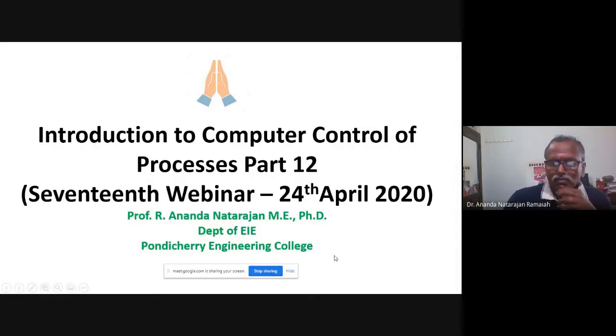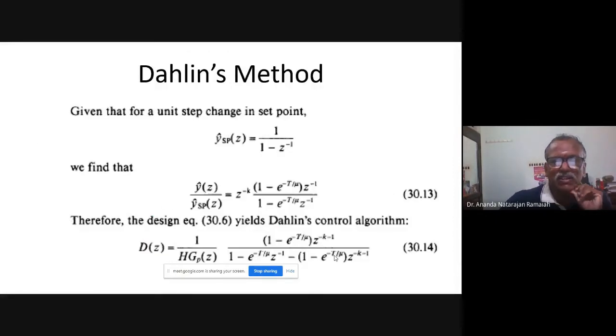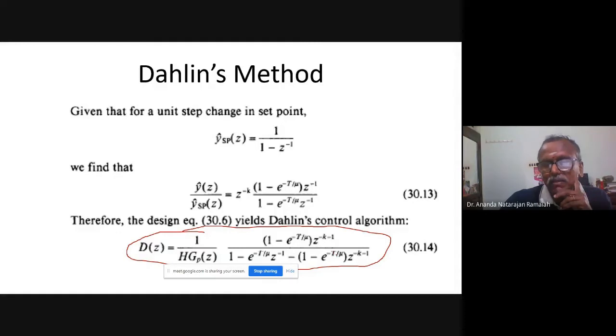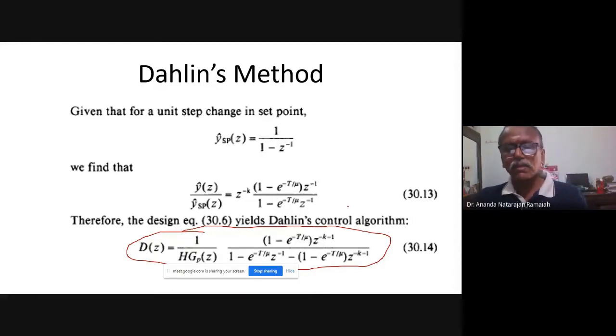Today, we are going to see the design of Dahlin's controller. The controller is this: 1 by HGP of z, times (1 minus e power minus T by mu, z power minus k minus 1), divided by (1 minus e power minus T by mu z power minus 1, minus (1 minus e power minus T by mu) z power minus k minus 1). Yesterday we saw how we obtained that. Here T is the sampling period.